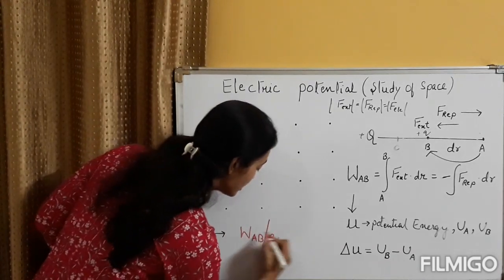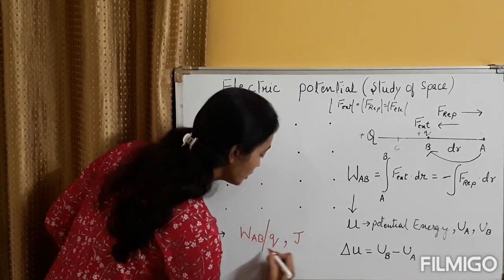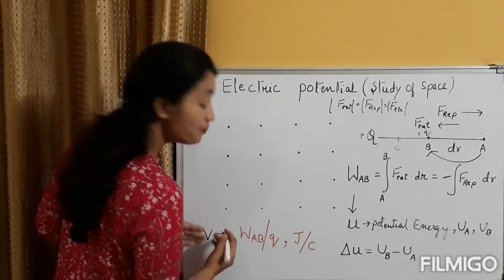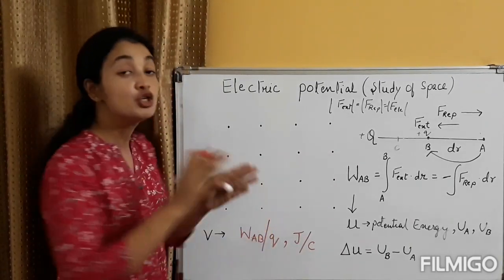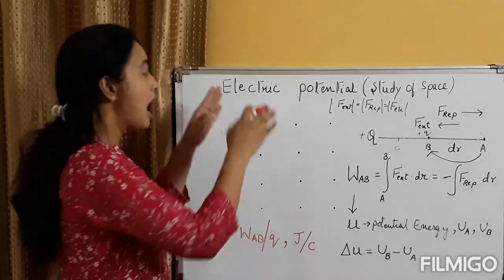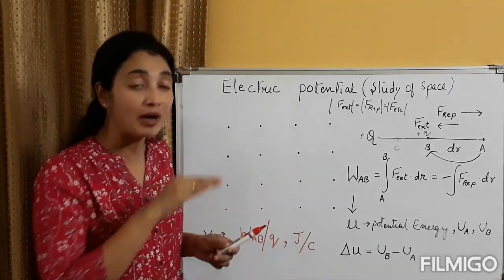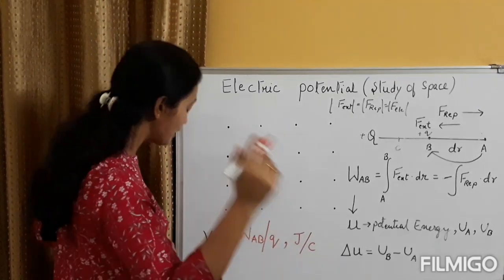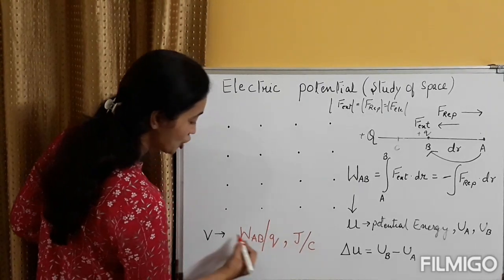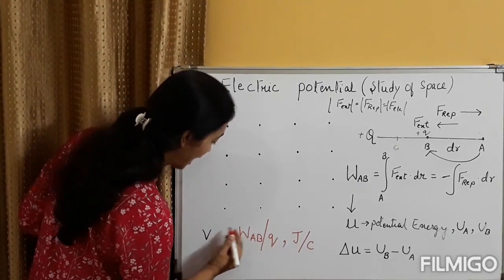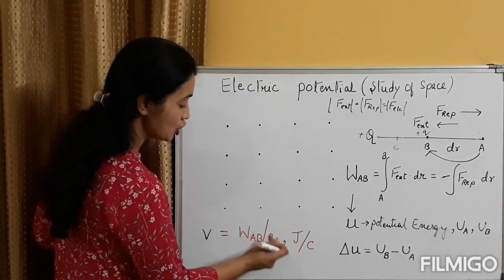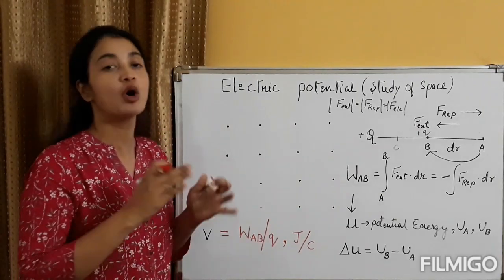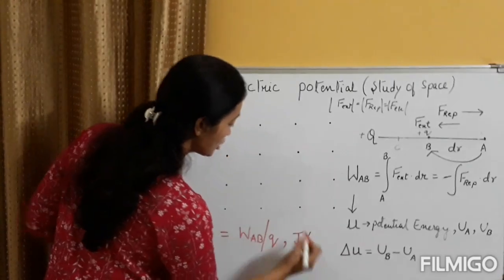What will be the units? Work done will have the units of joules, and charge will have the units of coulombs. So the SI unit of potential will be, don't worry about the definitions. After studying and understanding the fundamental concepts, we will be defining them, and you will have enough time to note down the definitions. So potential is nothing but the work done in shifting the charge from point A to point B, or any 2 points in the electric field of source charge. So it is joules per coulomb.